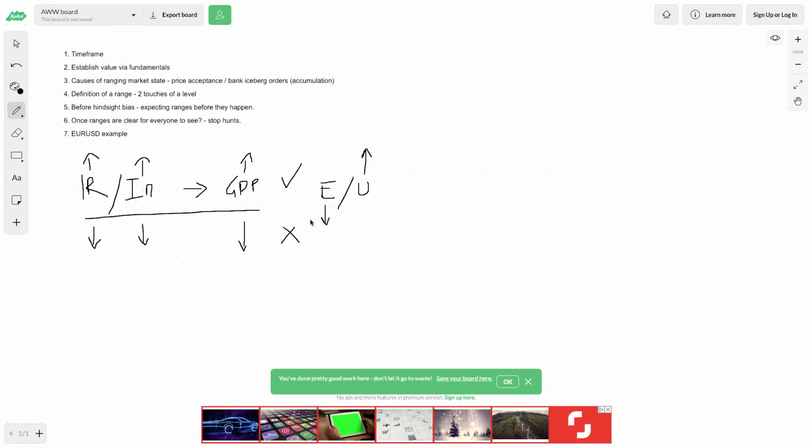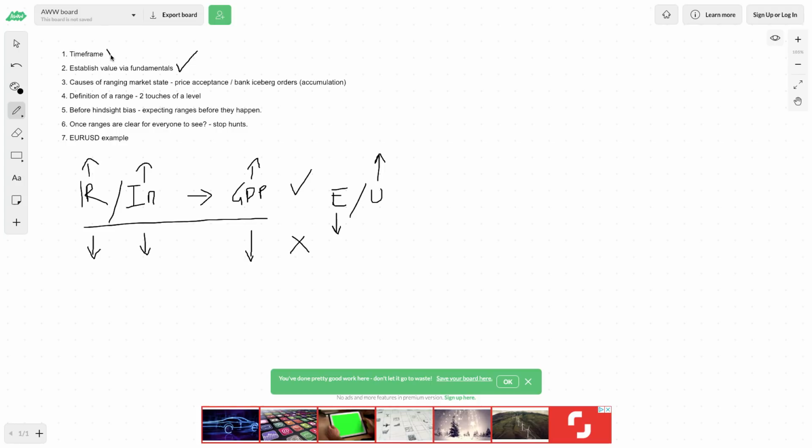What you want to be aware of is what causes trending and what causes ranging markets, right? But you have to establish that through fundamentals. Fundamental analysis is an absolute must. So, causes of ranging market states, and this is what I was kind of alluding to before, just concluding that.